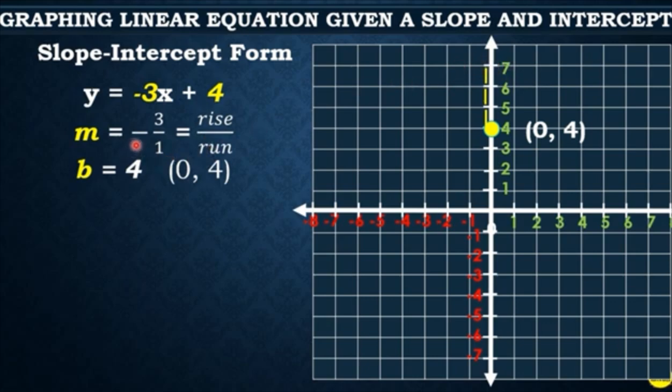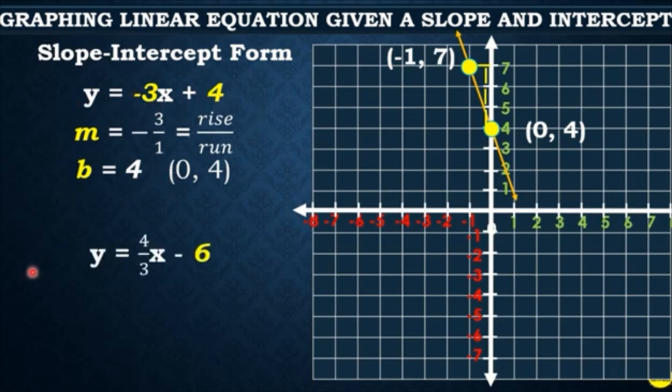Bakit? Kasi our slope is negative. So, we will be moving to the left once. Okay, isang beses lang. So, this is your point. And this is what ordered pair? This is (-1, 7). Okay, now we can now graph. Ayan po. So, this is the graph of y equals negative 3x plus 4.